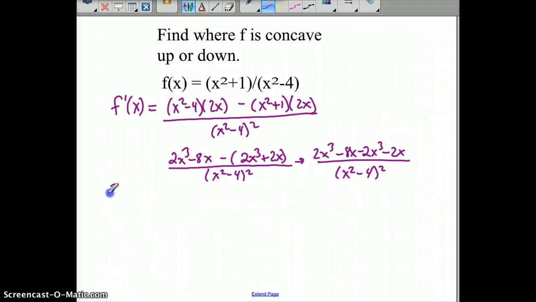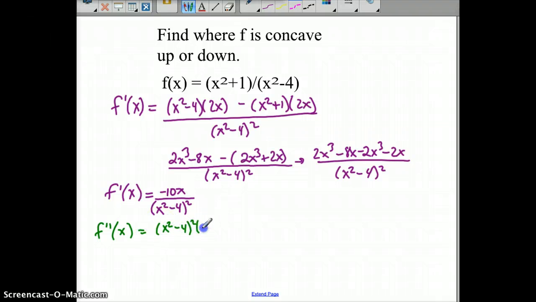Combining like terms, my first derivative equals negative 10x over (x squared minus 4) squared. Now I need the second derivative. So second derivative equals low d high minus high d low.